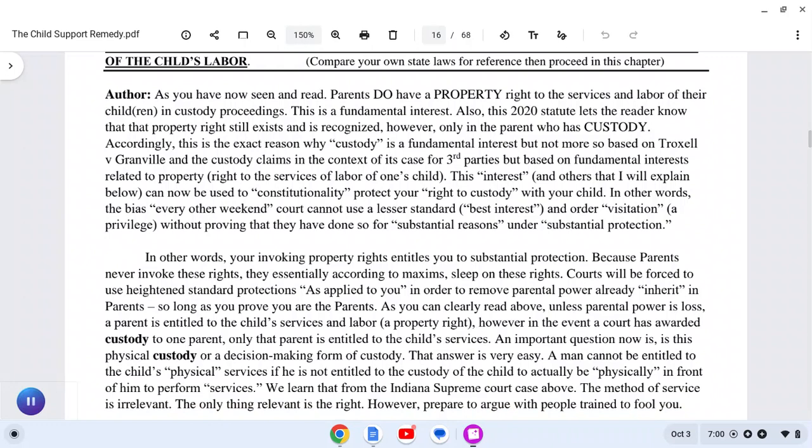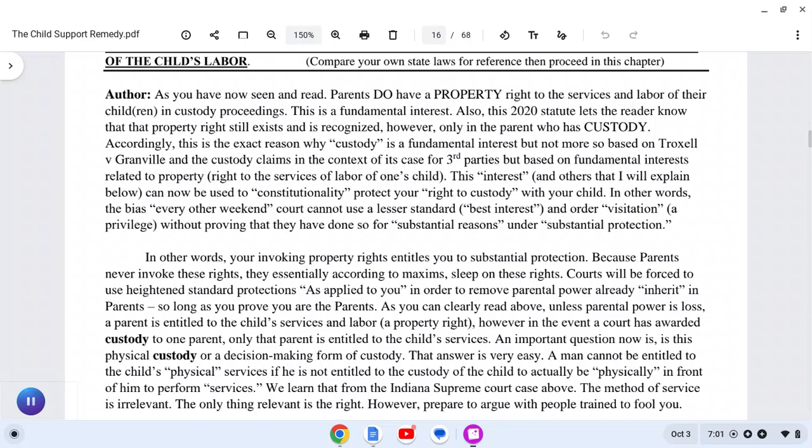Accordingly, this is the exact reason why custody is a fundamental interest, but not more so based on Troxel versus Granville, and the custody claims in the context of its case for third parties, but based on fundamental interests related to property, rights to the services of labor of one's child. This interest and others that I will explain below can now be used to constitutionally protect your right to custody with your child. In other words, the every other weekend court cannot use a lesser standard, best interest, and order visitation. Yeah, he's right.